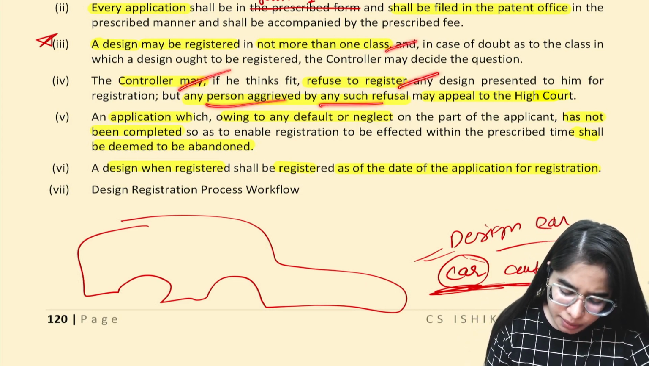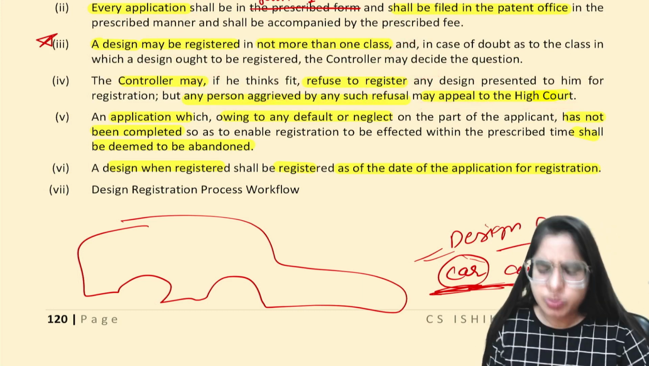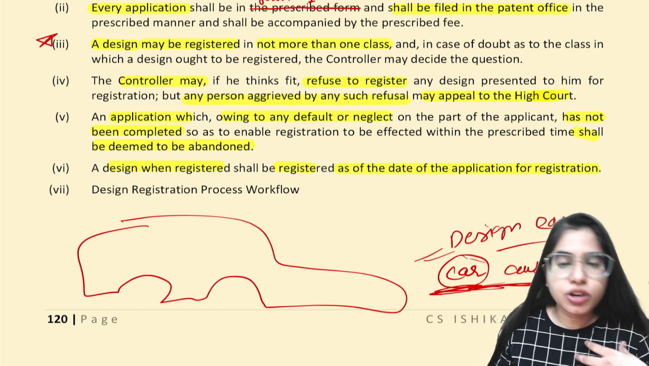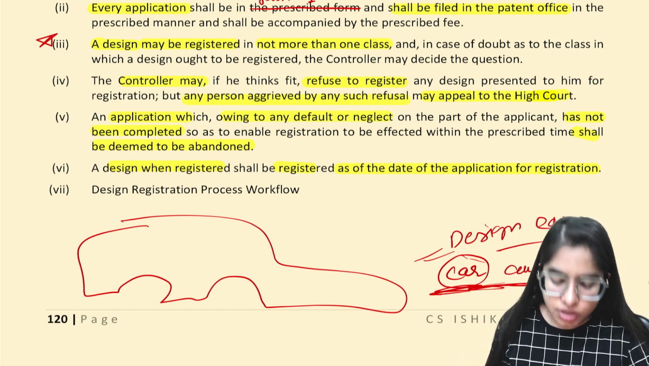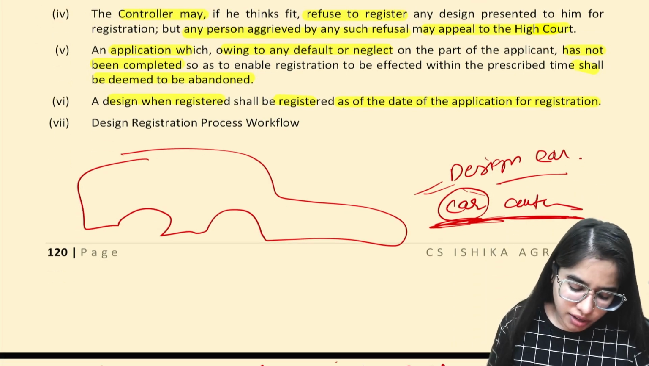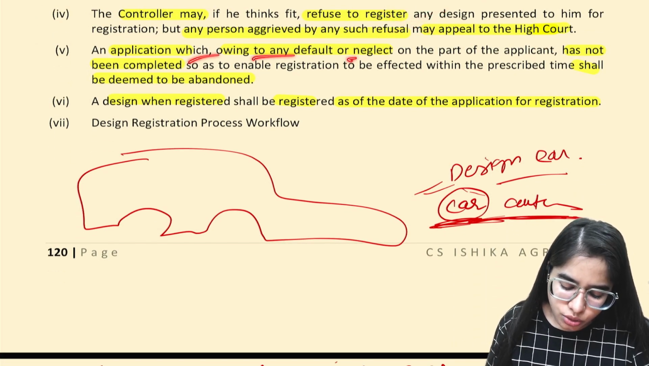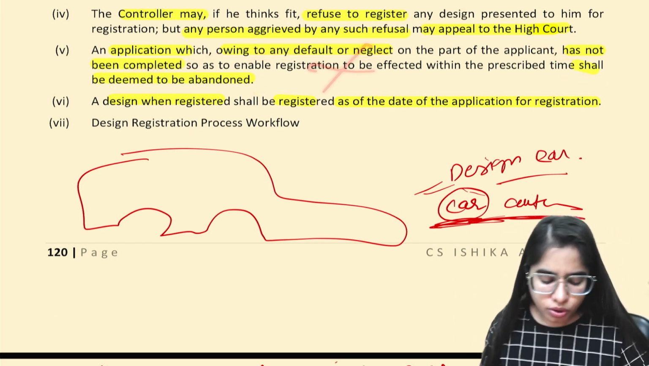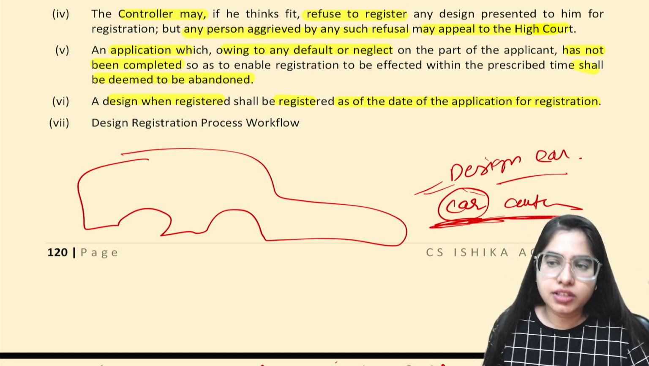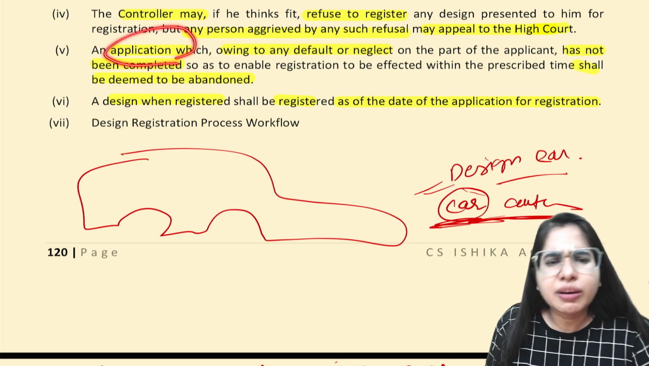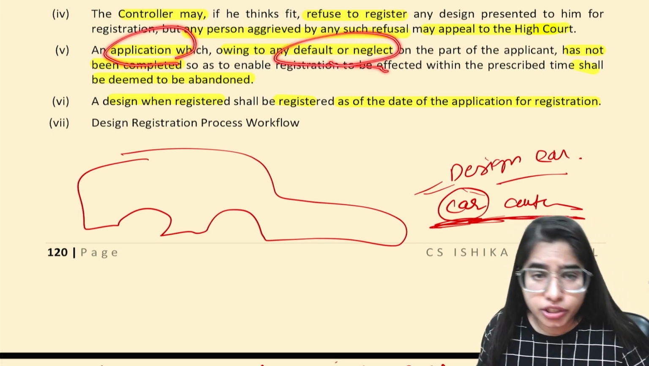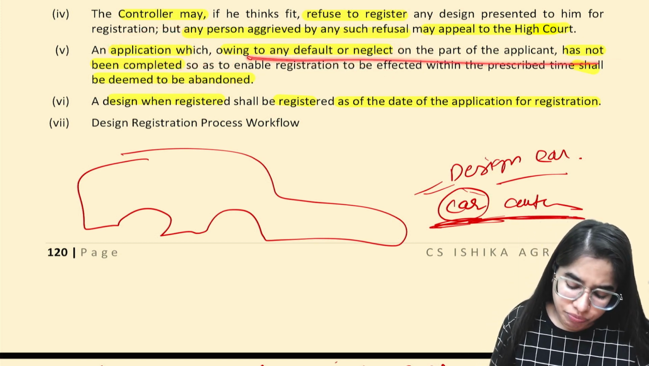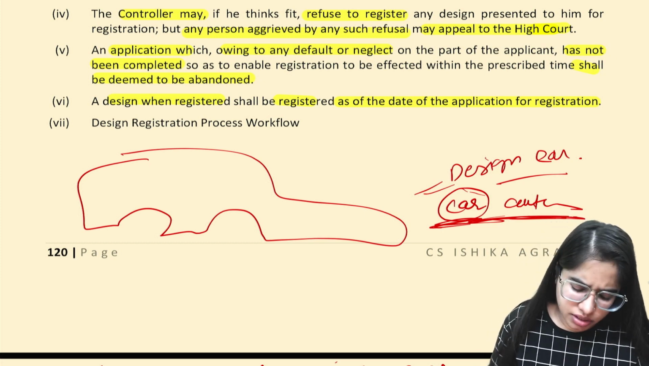The controller may refuse, and if any person is aggrieved, he may appeal to the High Court. Of course, it's not necessary for the controller to register. So if we apply to the controller for registration, the controller can either accept or refuse. And if he refuses, you can appeal to the High Court. Then, an application which owing to default or neglect has not been complied with shall be deemed to be abandoned. That is, if you don't comply with the objection of the controller, or your application is incomplete, defective or faulty, your application will be abandoned.